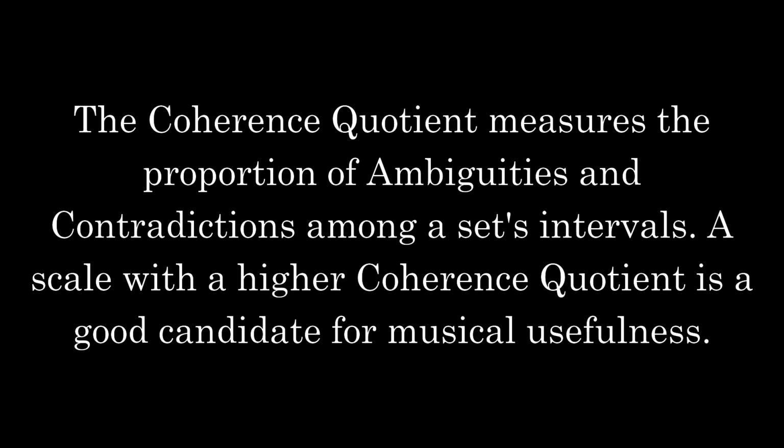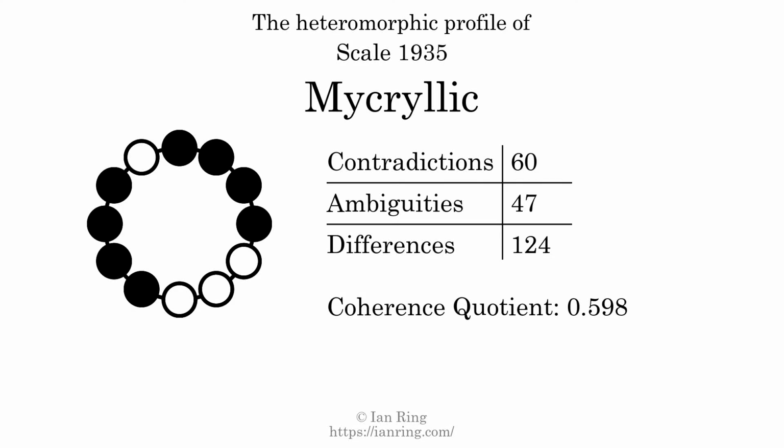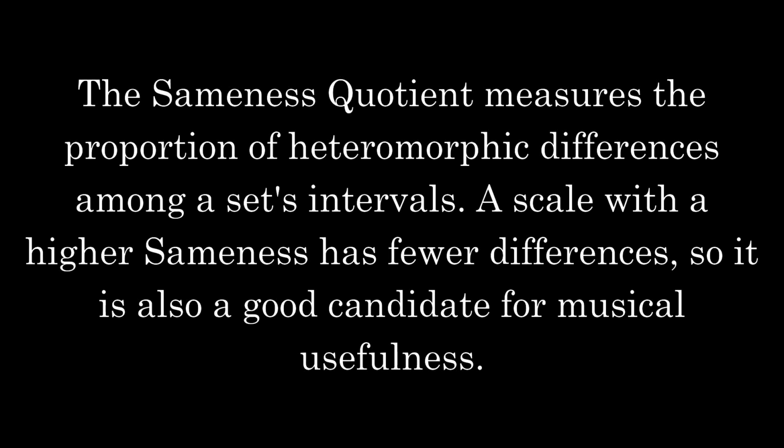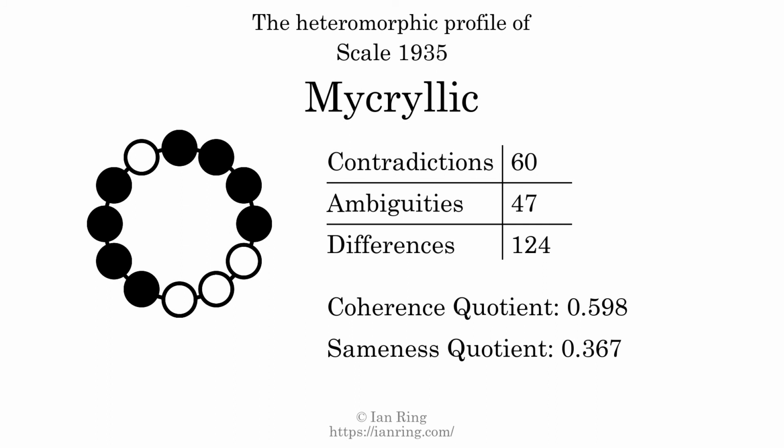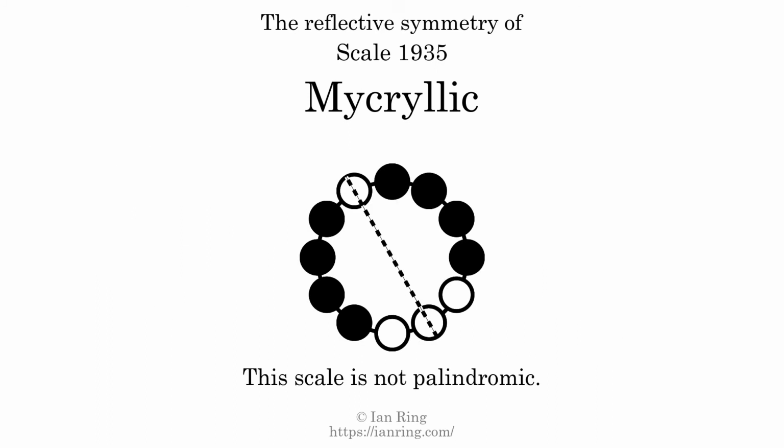The coherence quotient measures the proportion of ambiguities and contradictions among a set's intervals. A scale with a higher coherence quotient is a good candidate for musical usefulness. The coherence quotient is 0.598. The sameness quotient measures the proportion of heteromorphic differences among a set's intervals. A scale with a higher sameness has fewer differences, so it is also a good candidate for musical usefulness. The sameness quotient is 0.367.